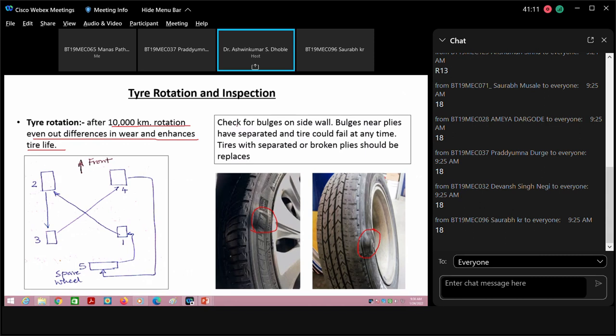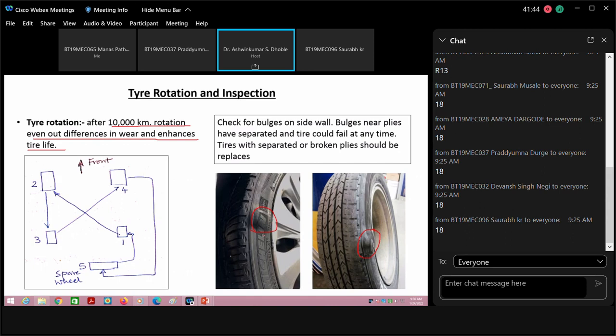Then check for bulges on the sidewall. Bulges mean the plies have separated and the tire could fail at any time. If in the bulges the plies have separated, that means you find that there is some kind of thread coming out from this particular place, then there are chances that the tire could fail at any time. Tires with separated or broken plies should be replaced. Okay, so this is the normal thing. This you can make out.